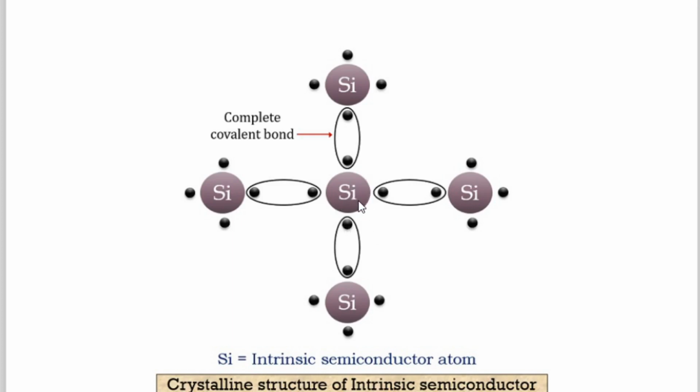See the center silicon atom, it has its 4 valence electrons: 1, 2, 3, and 4. So what the silicon atom is doing is sharing its 4 valence electrons with 4 neighbors: the upper neighbor, lower neighbor, right hand side neighbor, and left hand side neighbor. And these neighbors also share 1 electron with this silicon. In this way, it is said that this silicon temporarily completes the octet. Because of this sharing, a covalent bond is going to form, and this is written as a complete covalent bond. So this is pure silicon, that is your intrinsic semiconductor material.